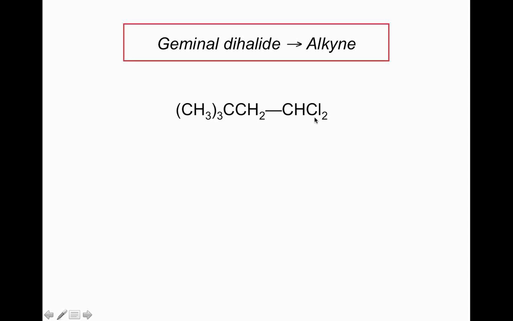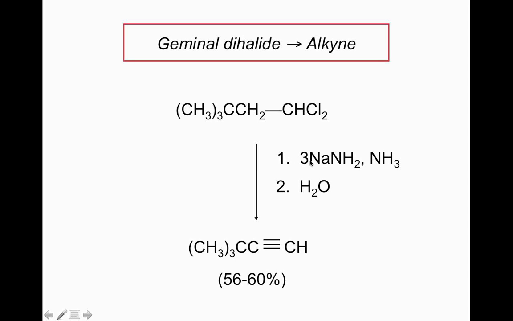In this case, I have a dichloride that is a geminal dichloride because both of the chlorine atoms are attached to the same carbon. We use 3 equivalents of sodium amide and ammonia, and we quench it in a second step with water to produce our alkyne. This reaction involves a double elimination that converts the sigma bond in the straight alkyl chloride into a triple bond in the terminal alkyne in this case.